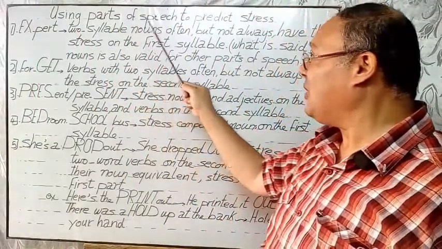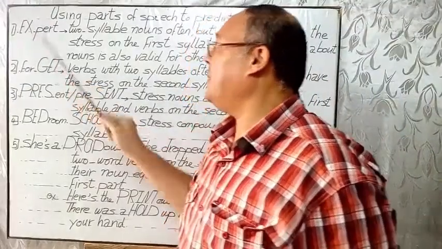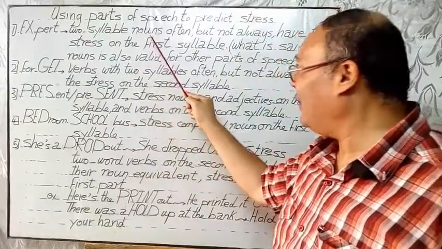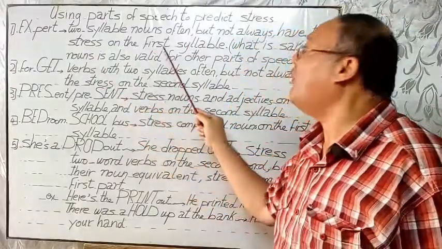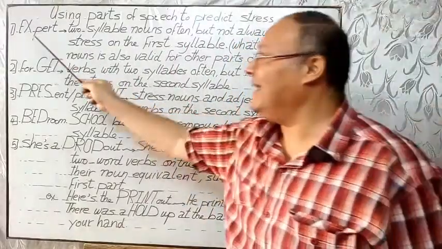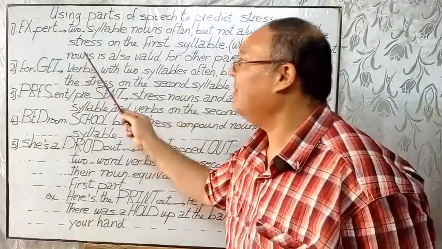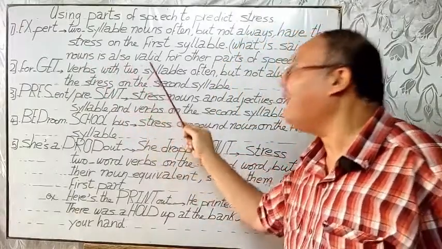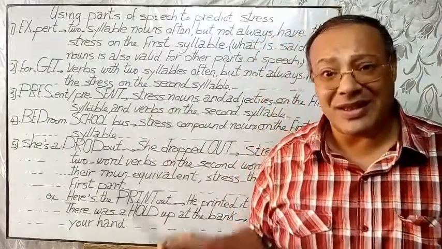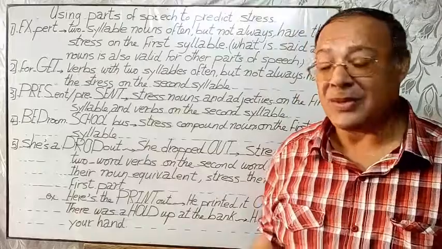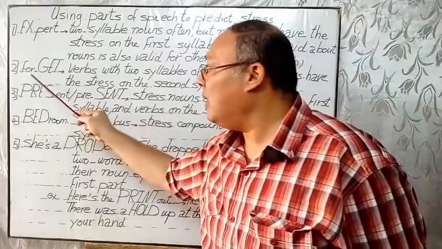Using parts of speech to predict stress. 1. Expert. Two-syllable nouns often, but not always, have the stress on the first syllable. What is said about nouns is also valid for other parts of speech, meaning adjectives, prepositions, adverbs, and so on. So here, expert.